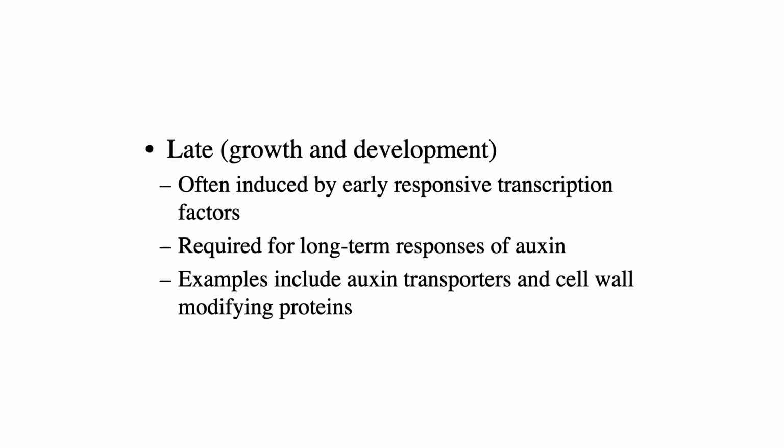Late genes are involved in growth and development, and they're often induced by the early responsive transcription factors. They're required for long-term responses of auxin. Examples include auxin transporters and cell wall modifying proteins. Now that we know what auxin is and how it's regulated, let's discuss the multiple actions auxin performs in the plant.